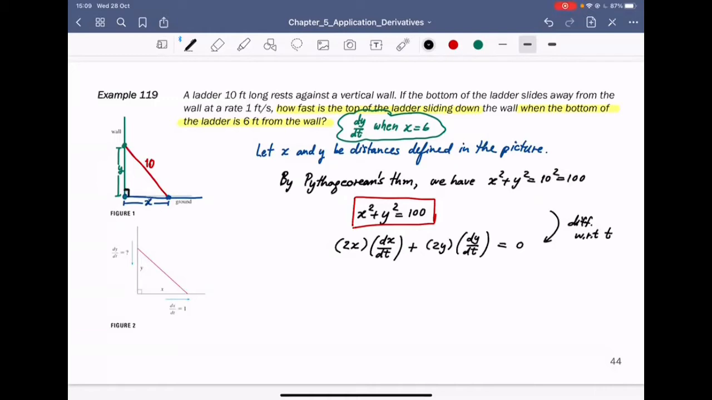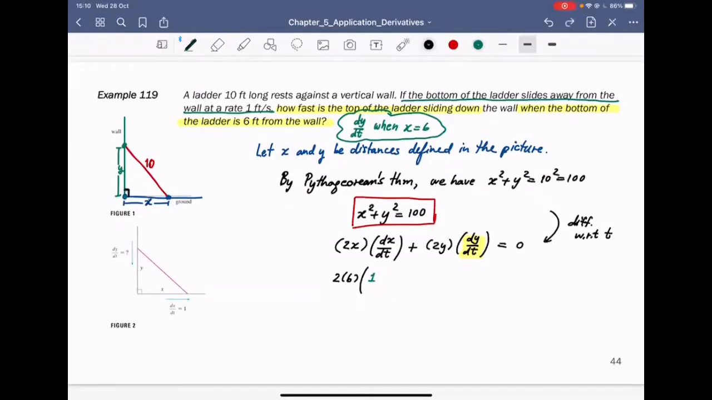Next, we are going to plug in our numbers here. We know that what we want is dy by dt, right? So we want dy by dt when x equal to 6. So we can plug in x equal to 6. We can plug in dx by dt equal to some number. So what is going to be the number for dx by dt? The question says that the bottom of the ladder slides away from the wall at the rate of 1 feet per second. So that means it is given that dx by dt is 1.